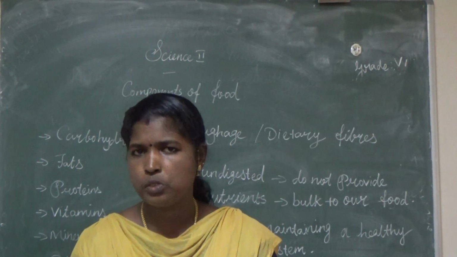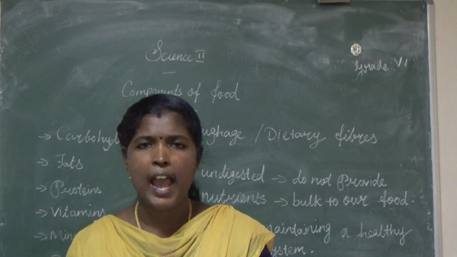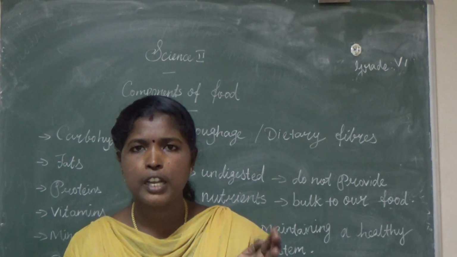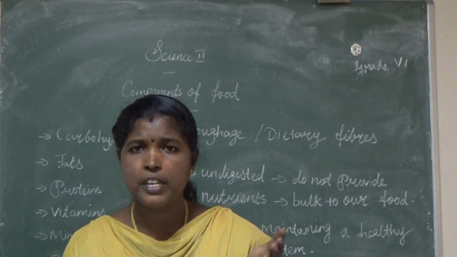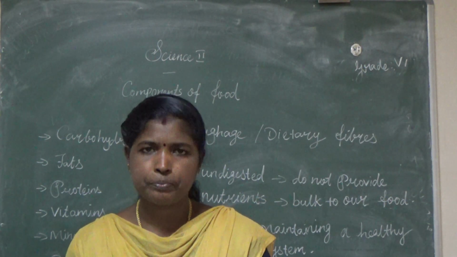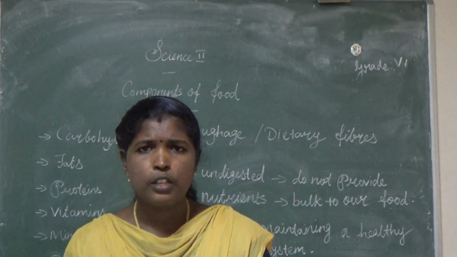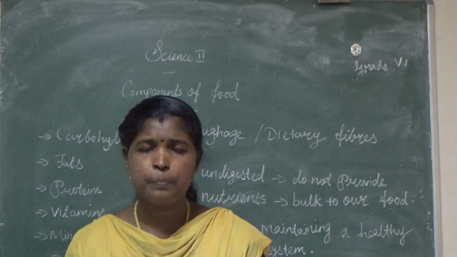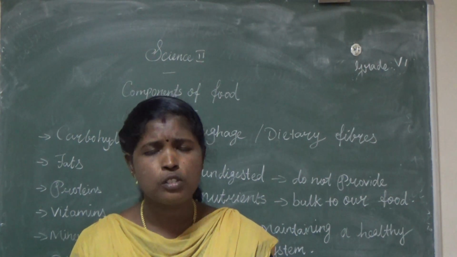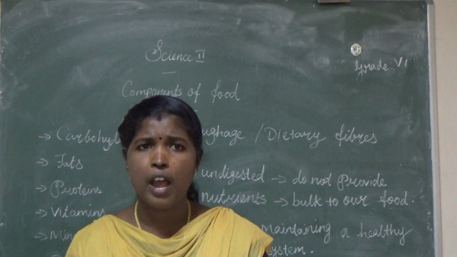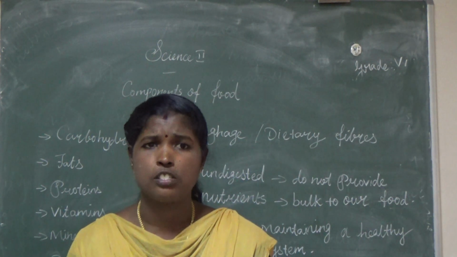There are 2 types of roughage: soluble and insoluble. Soluble dietary fibers come from food items like apple, strawberry, peach and rice, and they are soluble in water. Insoluble fibers come from food sources like cauliflower, carrot, turnip. These food items are not soluble in water. The lack of insoluble fibers in our diet leads to constipation.